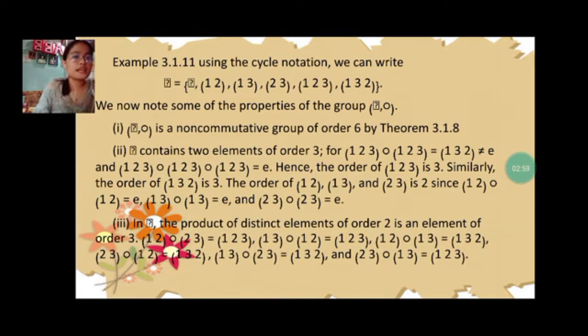So number 3, in S sub 3 the product of distinct elements of order 2 is an element of order 3. (1 3) of (2 3) is equal to (1 2 3), (1 3) of (1 2) is equal to (1 2 3), (1 2) of (1 3) is equal to (1 3 2), (2 3) of (1 2) is equal to (1 3 2), and (1 3) of (2 3) is equal to (1 3 2), and (2 3) of (1 3) is equal to (1 2 3).